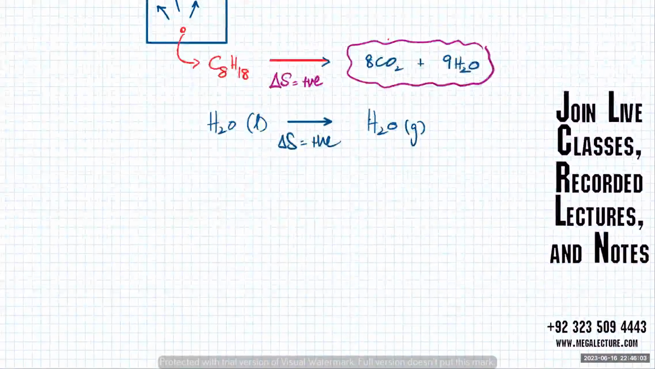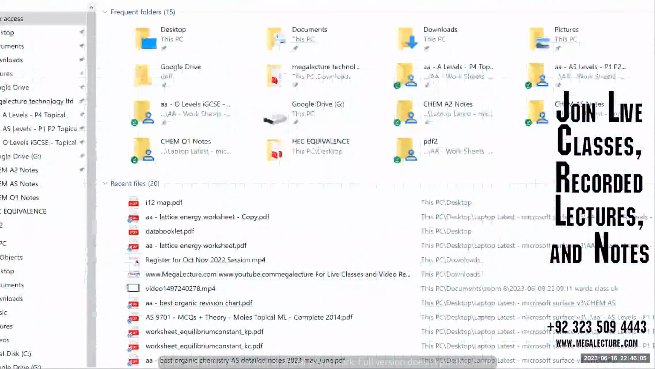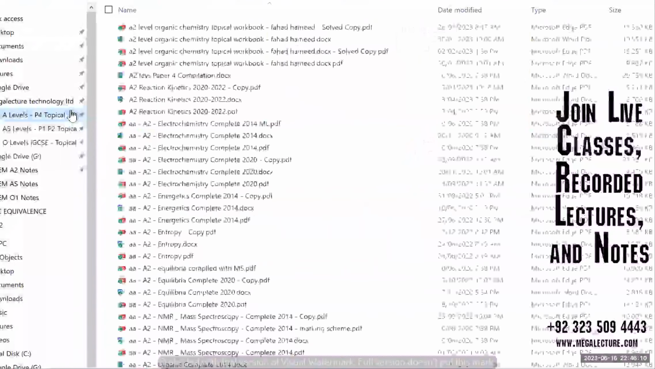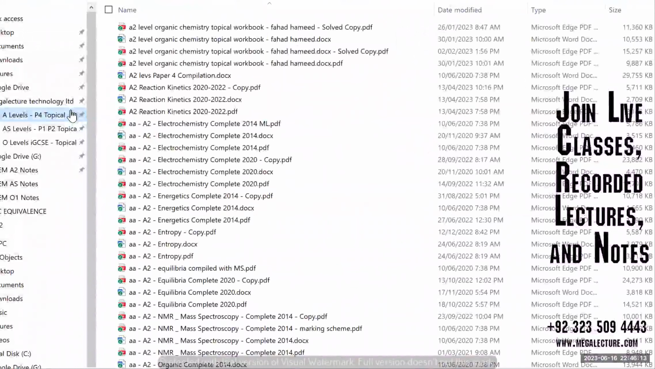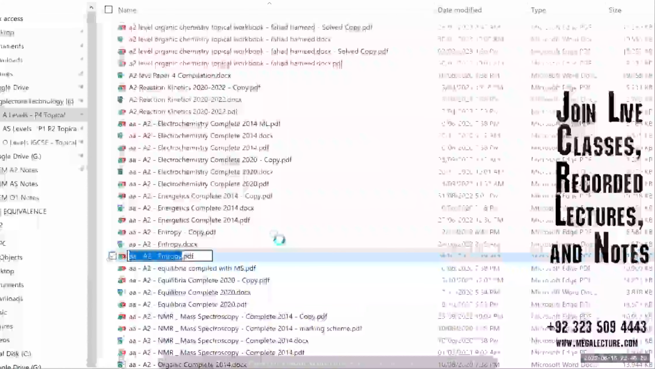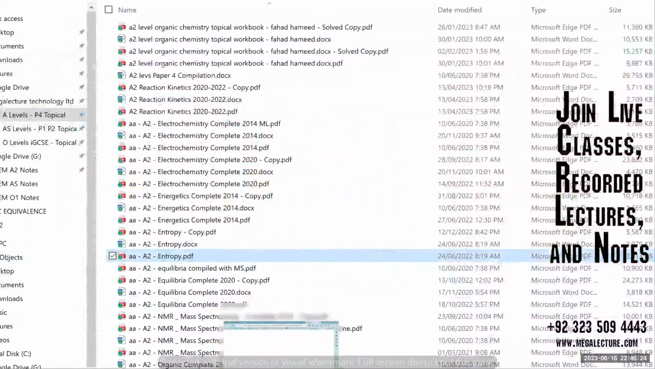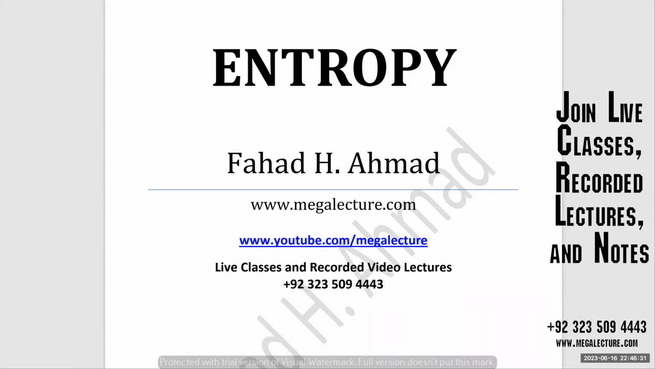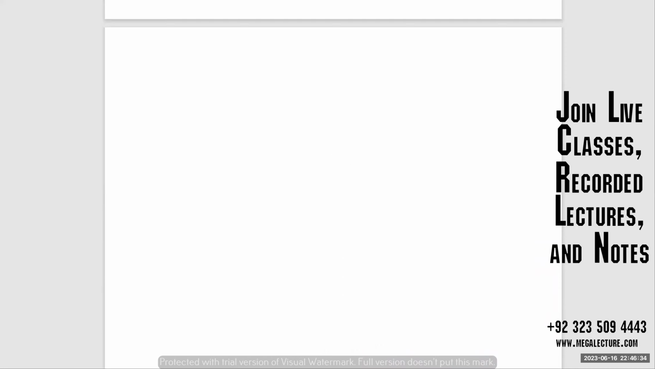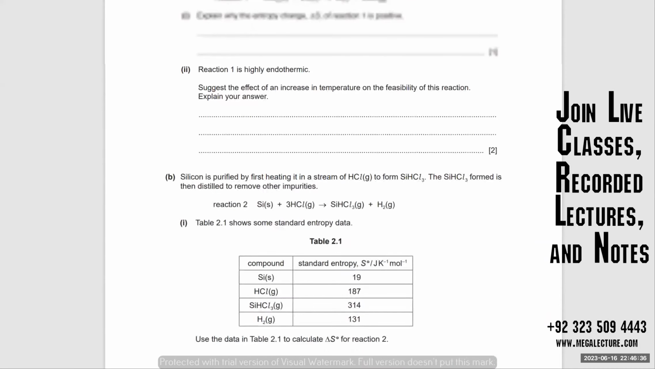Okay, so now let's just practice figuring out whether delta S is positive or negative, qualitatively, no mathematics. Okay, so where's the entropy worksheet? Just a second. This is just guesswork.